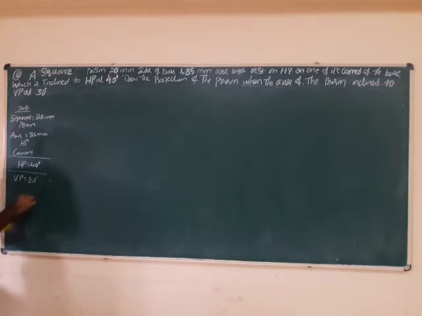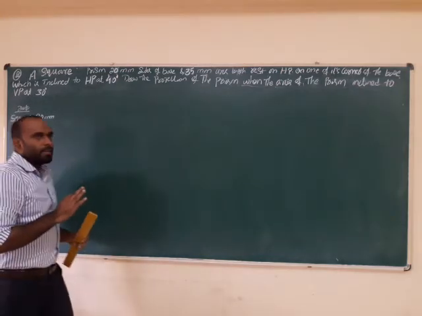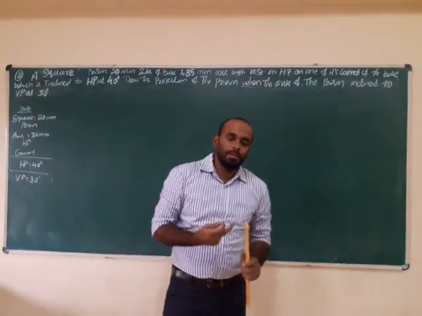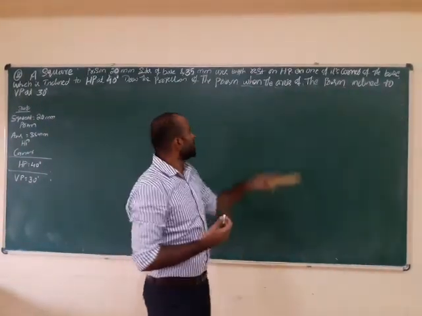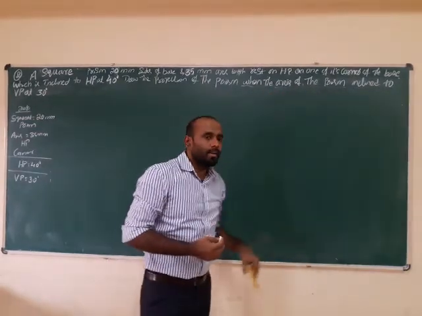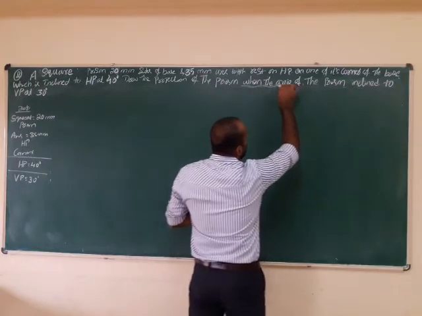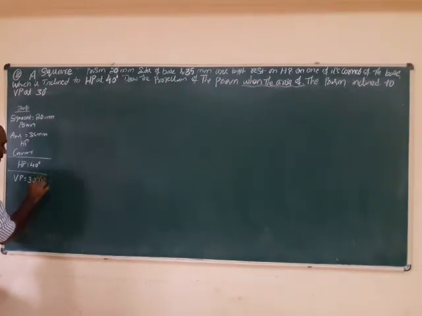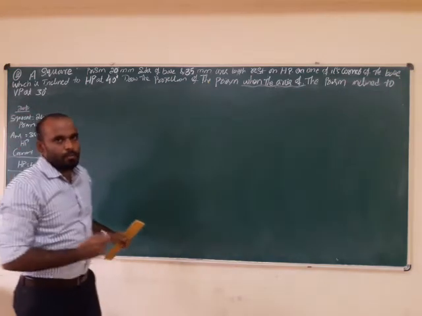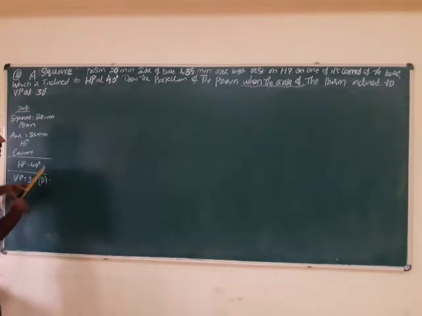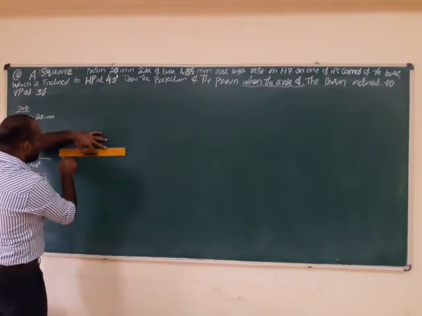VP has three types. First one is the alpha beta method, then the edge method and the apparent method. The question says the axis of the prism is inclined at 30 degrees. When the axis is inclined, that is called a beta problem. Mention axis, that is called the beta problem. Mention apparent, that is called the apparent problem. So first I will start the problem.